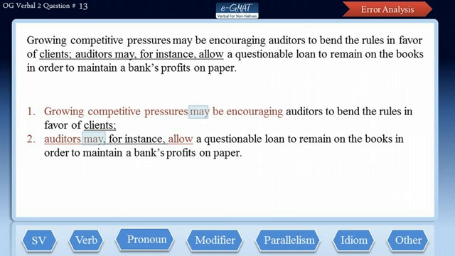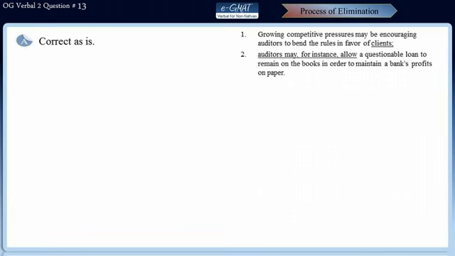Well, we'll still run the POE and review the other answer choices. And as we just discussed, choice A is the correct answer. Let's take a look at choice B. Choice B is not correct. To allow distorts the entire meaning of the sentence. It now means that auditors bend the rules to let the questionable loans remain in the books, which is certainly not the intended meaning. So choice B is not the correct answer.